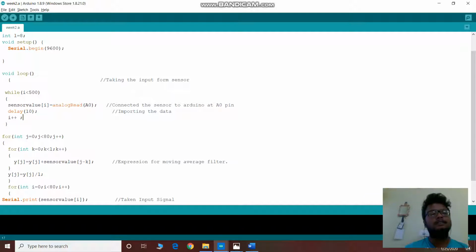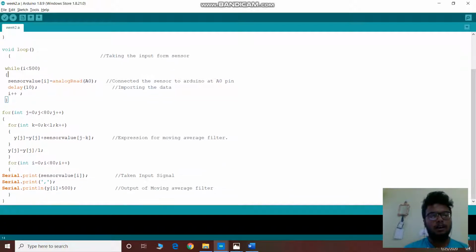So we are using this at each and every point. Let us, for example, take i is equal to 0. Sensor value of 0 is equal to the data at that instant that comes from the sensor to the Arduino through this A0 port, and we'll create some delay. Again, next, sensor value of 1, sensor value of 2, sensor value of 3, up till sensor value of 499. We have connected the sensor to the Arduino A0 pin and are importing the data from the sensor. So that gives us the input signal.